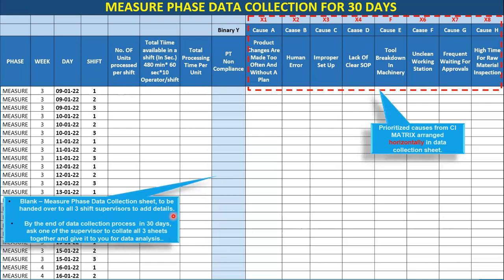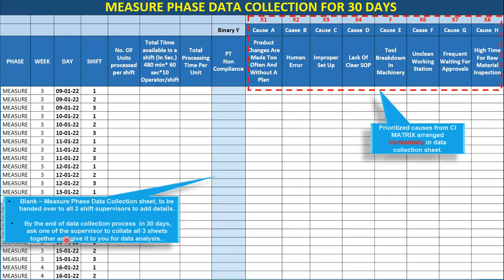So every single day, a shift supervisor needs to maintain these details. And by the end of the data collection process in 30 days, we'll ask one of the supervisors, or maybe the assistant manager, to collate all these three shifts together and then pass it on to you especially. Because you are the green belt who is going to do the data analysis, the collated sheets will reach you, and then you will start doing the statistical analysis. Of course, that is a part of the next phase.